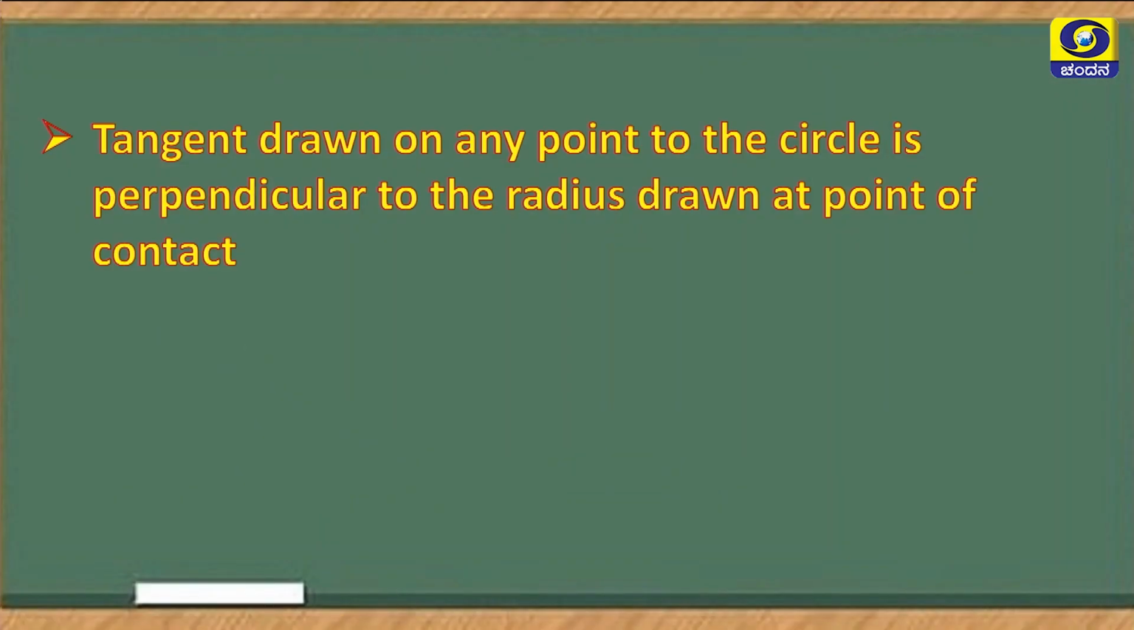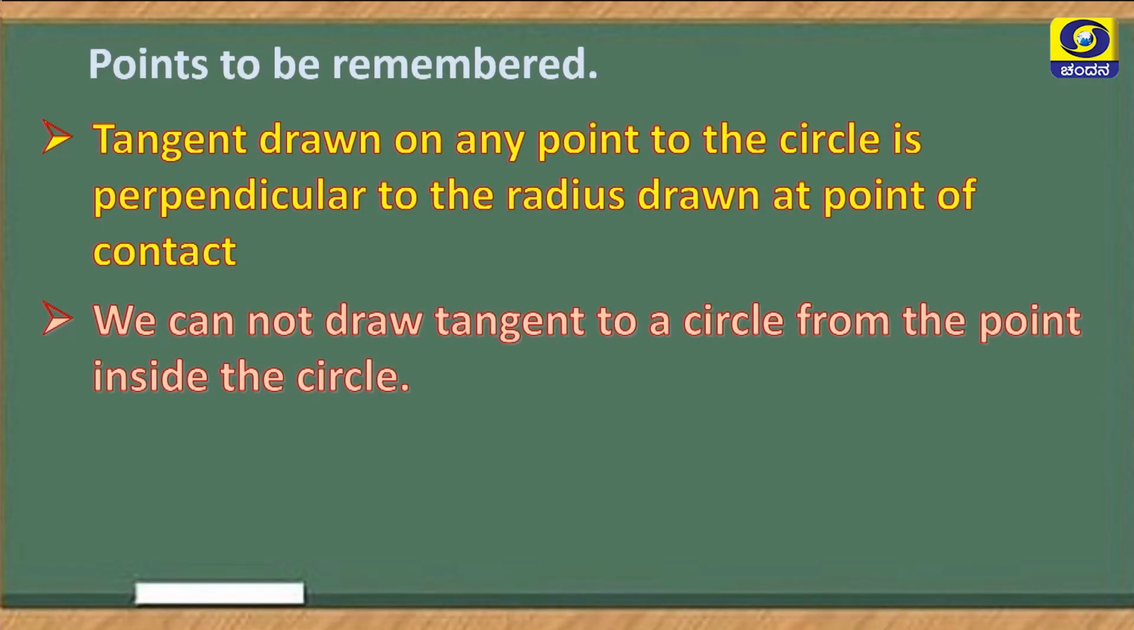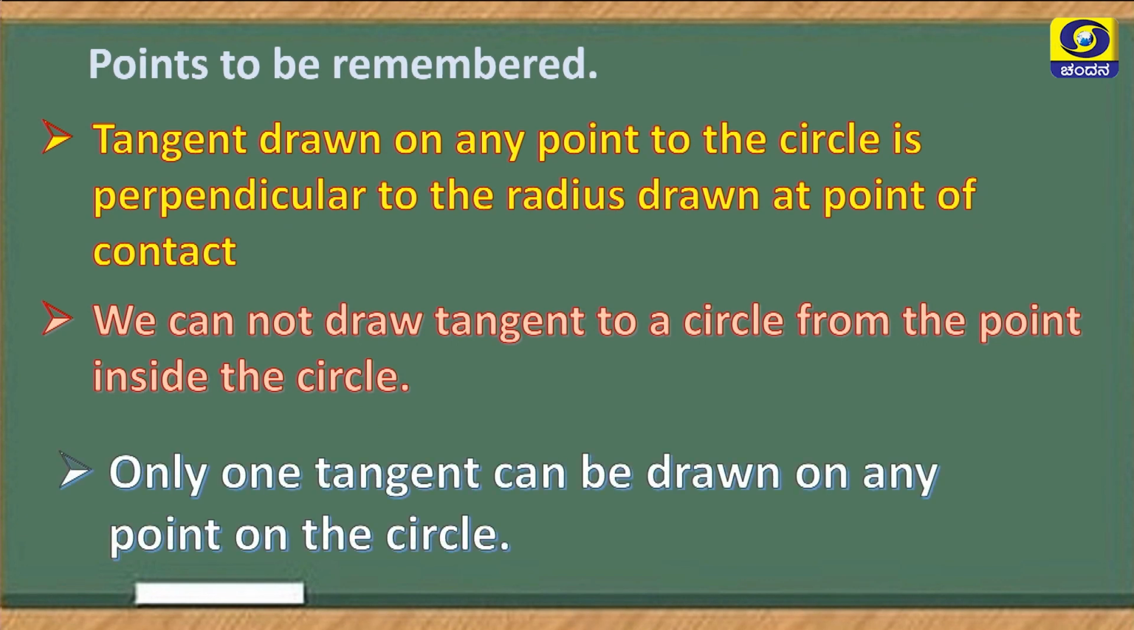Next, a tangent drawn at any point to the circle is perpendicular to the radius drawn at the point of contact. This activity we have done and we have drawn the inference. Next, we cannot draw a tangent to a circle from a point inside the circle. If you put a point in the interior region of the circle, you cannot draw a tangent from that point. If a point is on the circle, then only one tangent can be drawn to that. Only one tangent can be drawn at any point on the circle.